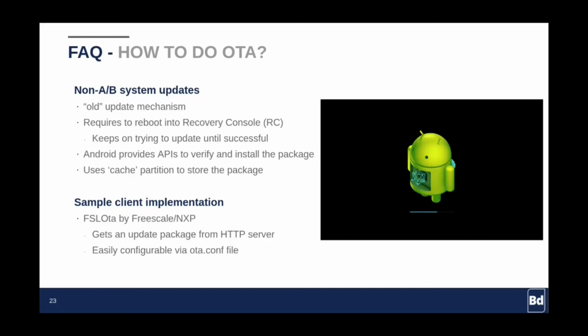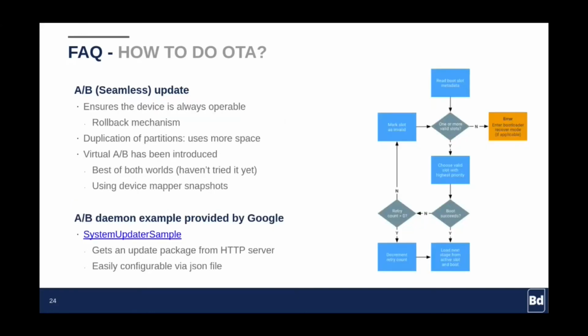So that is the old way of updating the kernel, the OS, and everything. The entire API is provided, but there was no client implementation. Here I give you the FSL OTA, which was written by Freescale and NXP. It's a good example to get started on how to get the package from the HTTP server, verify it, and reboot, and then it works. Once again, it depends on whether you use an AB or non-AB system on your BSP.